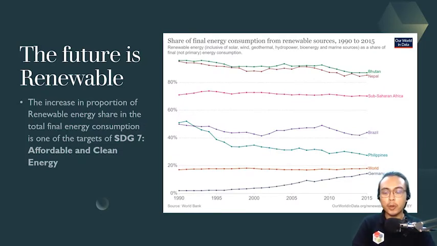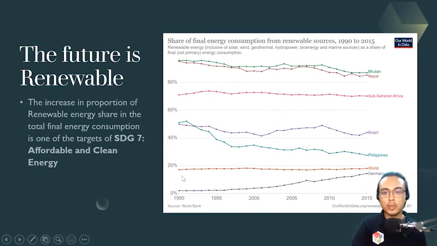The increase in the proportion of renewable energy share in the total final energy consumption is one of the targets of Sustainable Development Goal number 7, affordable and clean energy. So therefore, it is in our best interest to continuously increase the share of renewable energy in our annual consumption. Shown here on the graph is the share of the final energy consumption from renewable sources of different countries and regions. If you take a look at the world average, it seems to be staying steady at just below 20%.